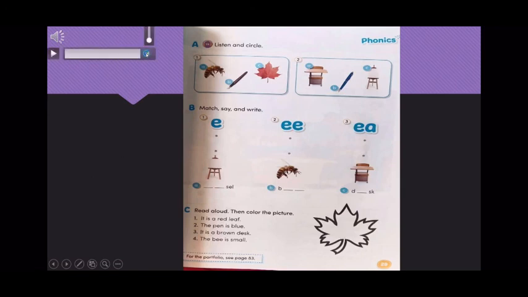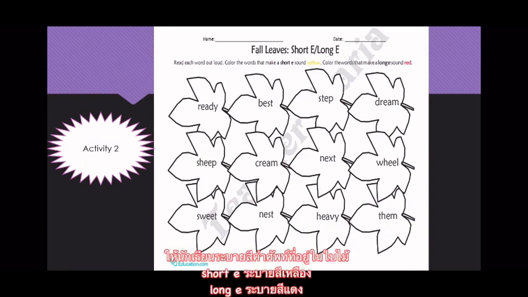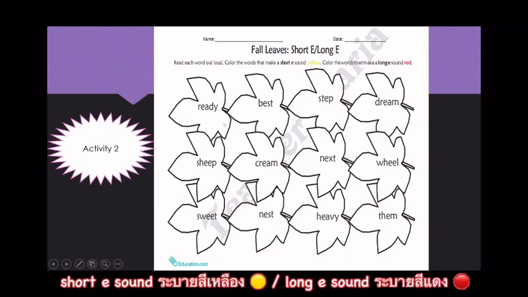Okay? Alright. Okay, that would be all for today. Oh, I'm sorry. We still have activity number 2. For activity number 2, you have to color the words that make the short E sound yellow. For the word with the short E sound, you color it yellow. For the word with the long E sound, you color it red. So, for short E sound, leaf, you color it yellow. For long E sound, leaf, you color it red.